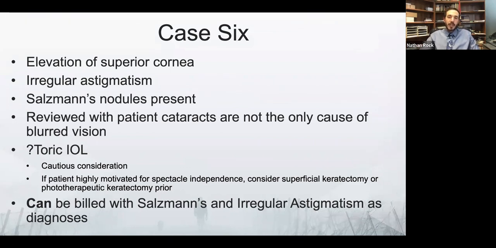We reviewed carefully with the patient that cataracts are not the only cause of blurred vision. And then one big thing would be what to do. Do you use a monofocal lens? If the patient's happy with wearing glasses or contacts, then totally good. If the patient is highly motivated for spectacle independence, then superficial keratectomy or PTK, which is essentially the same thing done with the laser, should be considered, as that can normalize the cornea. And I almost stole Julianne's case, if anyone was in Dr. Cook's case from earlier, because it showed a really beautiful before and after of Salzmann's that was treated with PTK. Ultimately, this can be billed with Salzmann's and irregular astigmatism as the diagnosis. And my personal opinion is that with this much irregularity, a toric IOL is probably not a great idea.